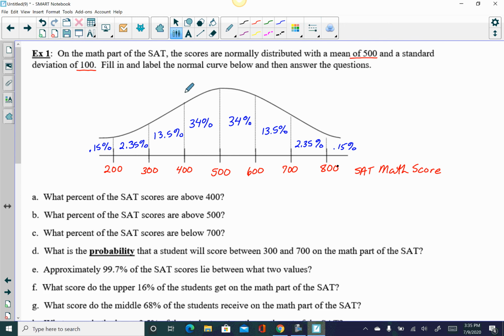So here's your 400 mark. And you want to be above that, so you want to take every percentage that you see and add those values. So if you add all of those values together, you should arrive at 84%.